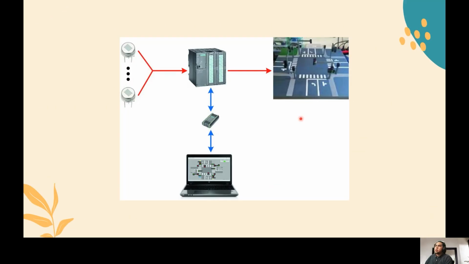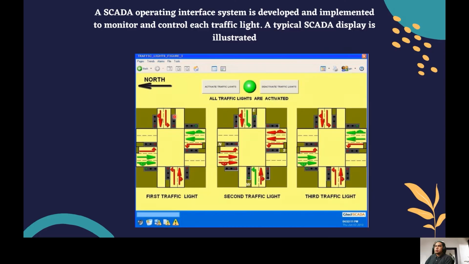Moving forward, this is the traffic light and this is the system, and this system can be monitored from afar. This is the interface, a typical interface used in this system. So we can see that from afar we can observe the traffic light, which lane is green and red, and also from afar we can control the traffic light, either activating or deactivating the traffic lights.